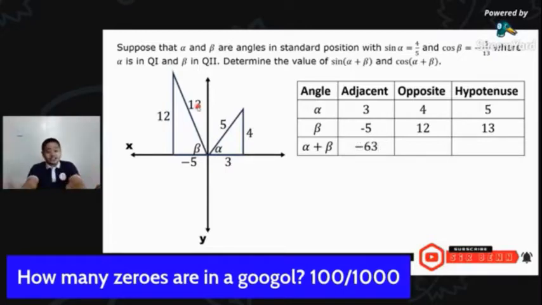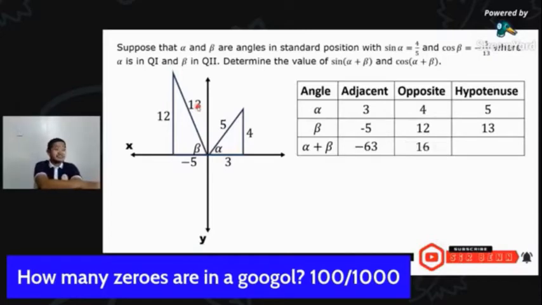So for the opposite side of alpha plus beta, this is the process that we're going to do. You multiply these 2 numbers. So 4 times -5, that is, okay, you nailed it. That is -20. Next, you multiply these 2 numbers. So what will be the answer? Okay, you got it right. That is 36. And then we're going to proceed to addition. So -20 plus 36. Okay, you are on a roll.